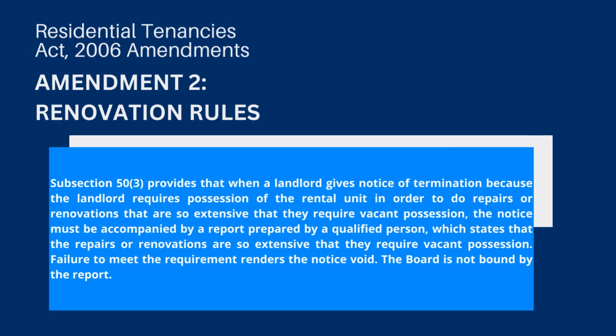Renovation Rules. Subsection 53 provides that when a landlord gives notice of termination because the landlord requires possession of the rental unit to do repairs or renovations that are so extensive that they require vacant possession, the notice must be accompanied by a report prepared by a qualified person, which states that the repairs or renovations are so extensive that they require vacant possession. Failure to meet the requirement renders the notice void. The board is not bound by the report.